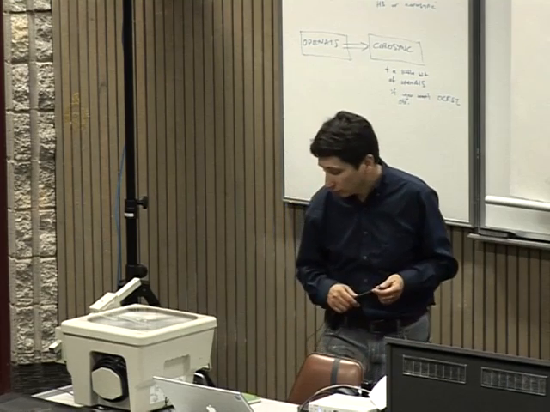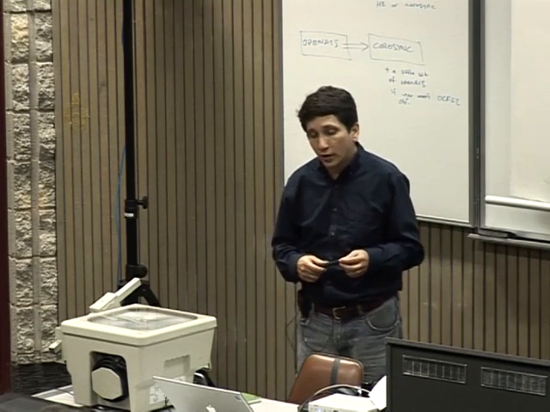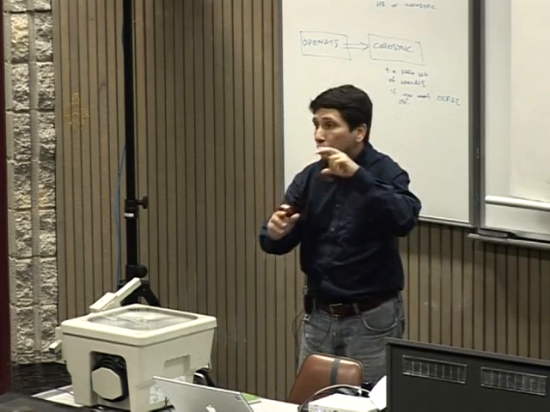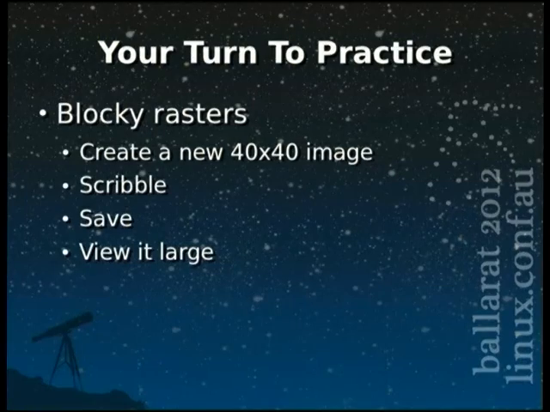And here's a quick thing. How do you practice? Just create a little 40 by 40 image, scribble, save it. Then view it large in your favorite image viewer or web browser and hit Control+. It works in rasters, pixels. So each little dot, as it blows up, gets big and square and blocky. You don't get that with vector images.